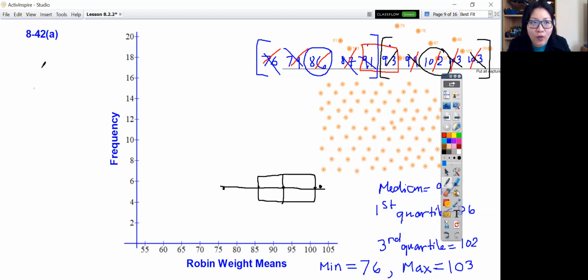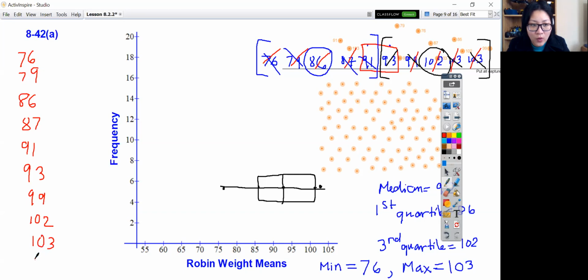Our data, I'm going to rewrite again. So we have 76, 79, 86, 87, 91, 93, 99, 102, 103, and 103 again. So this data is for the histogram. It's exactly the same data, okay?